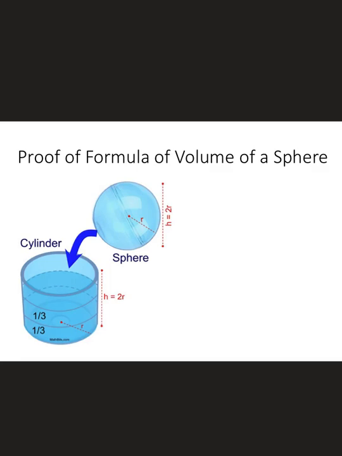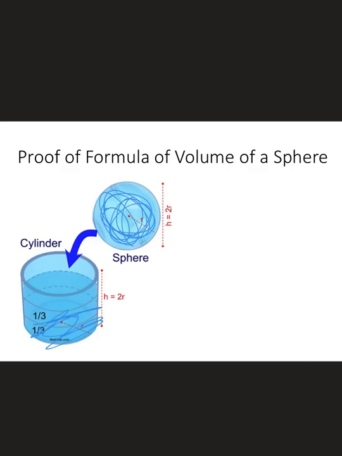So this proof is very similar to finding the formula for volume of a cone. As you can see, if we filled up this sphere with water and poured it into the cylinder, that would only fill up about 2/3 of the cylinder. So we only want 2/3 of the cylinder formula. So I'm going to show you in a second what that's going to look like.